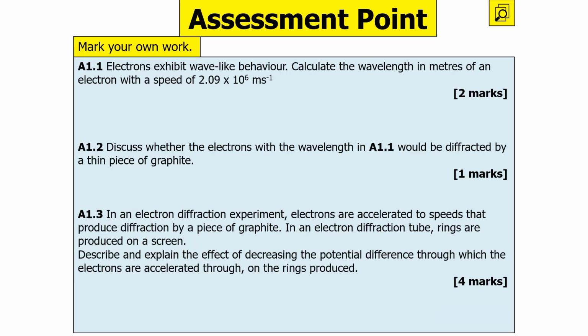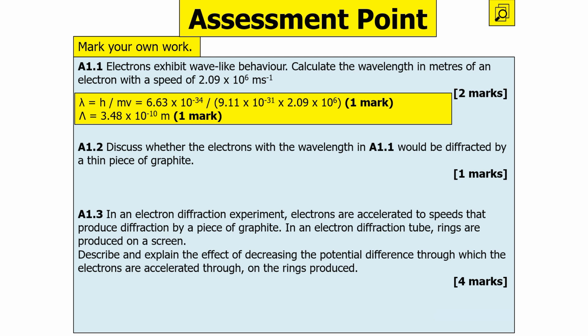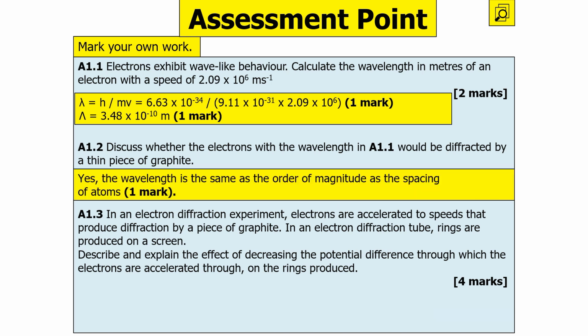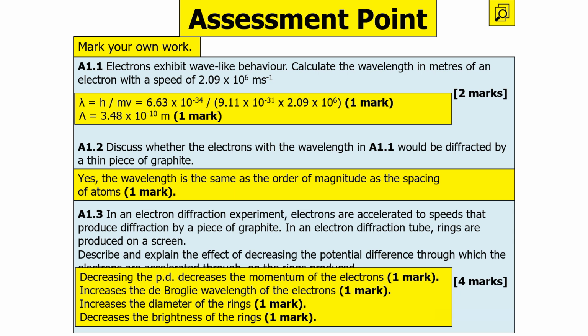So in this first one, we've got to use the de Broglie wavelength because it's electrons showing wave-like behavior. So we do lambda is equal to h over mv, pop in all the values, we're given them all in the question, so the wavelength is equal to 3.48 times 10 to the minus 10 meters. Now, what does this show us? The wavelength is of the same order of magnitude as the spacing of the atoms, so therefore you would get diffraction taking place because the spacing between atoms in graphite is about 10 to the minus 10 meters. Now, in the last one, what can we say? Well, decreasing the potential difference will decrease the momentum of the electrons because they'll have less energy, so therefore they will not have as much work done on them, so they won't be moving as fast.